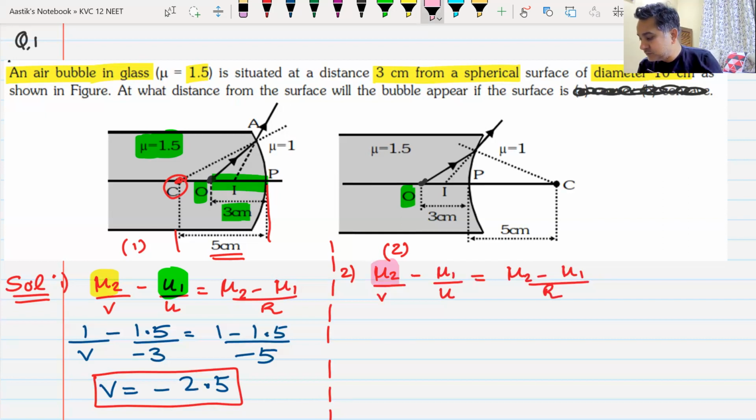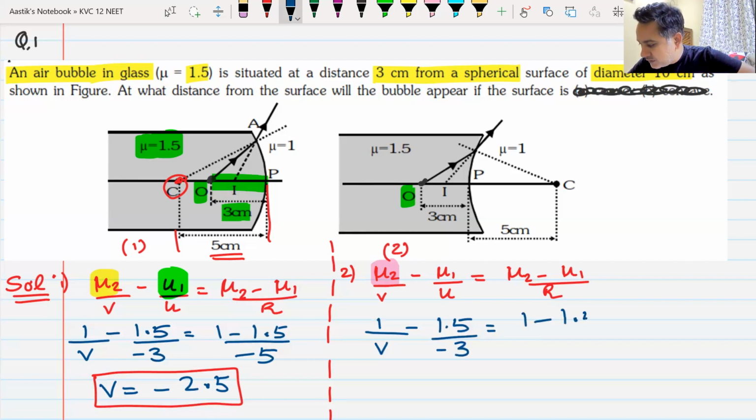1.5? Why 1.5? Where is the object? What was mu2, do you remember? 1, sir. Very correct. So 1 divided by v, we don't know. What is mu1? 1.5. What is the value of u? Minus 3. So now I can put 1 minus 1.5. What is the value of r?